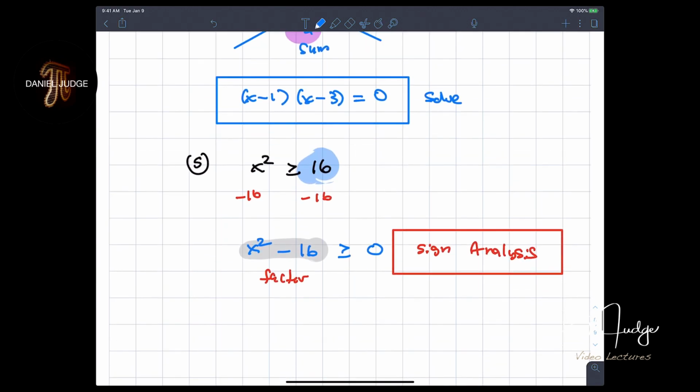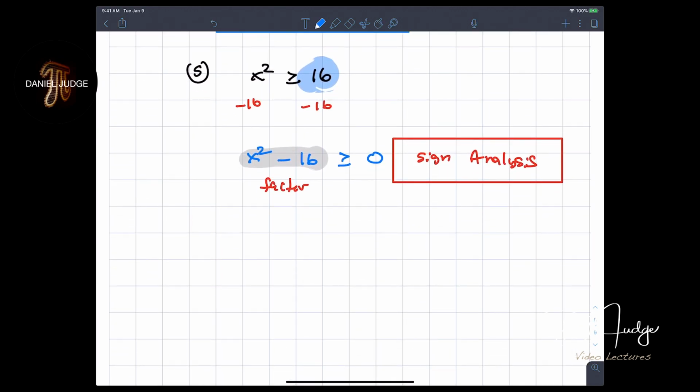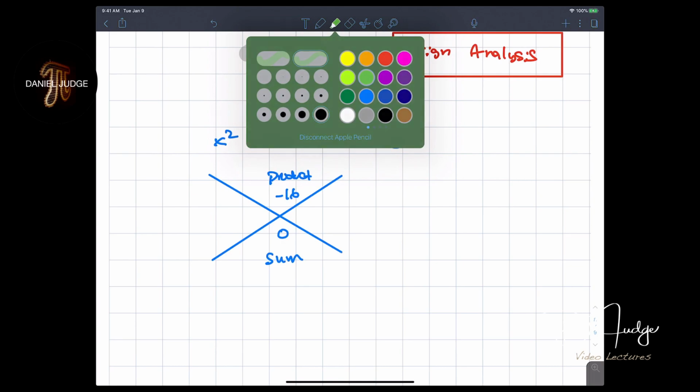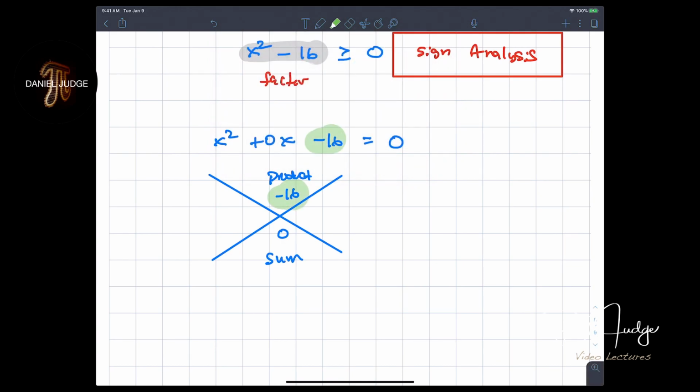And then similarly, you say, what about this one? I just want to remark about this one. I can say that 0x squared, ladies and gentlemen, minus 16, because 0 times anything is actually 0. And remember, we're solving the equality. We're doing step 1. So when we factor by the crisscross method, the product is negative 16, and your sum is 0. So we got that negative 16, and we have 0 for the sum right there.